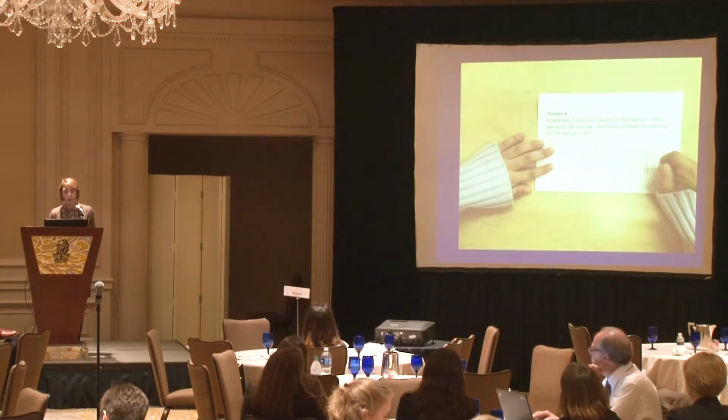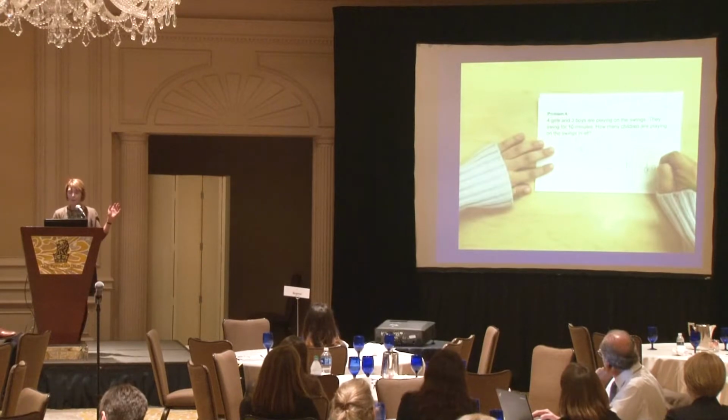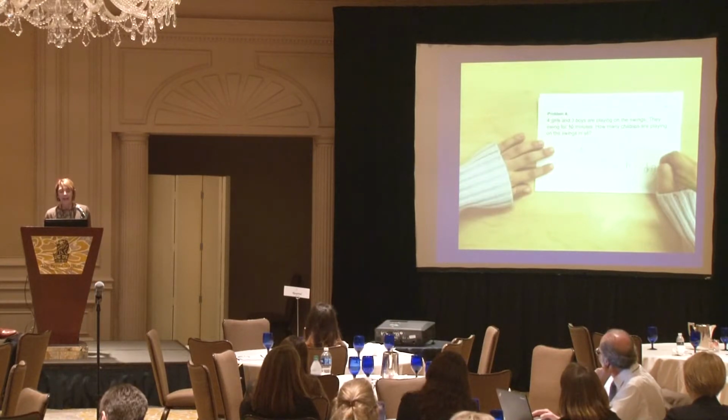So there is a screenshot of a first grader solving a total problem. 4 girls and 3 boys are playing on the swings. They swing for 10 minutes. How many children are playing on the swings in all? And there you see the child's work. There's a little T over toward the child's left hand. There's the number sentence. That's the problem model. The quantities are being filled in, and the child solves for the missing quantity and labels the answer.